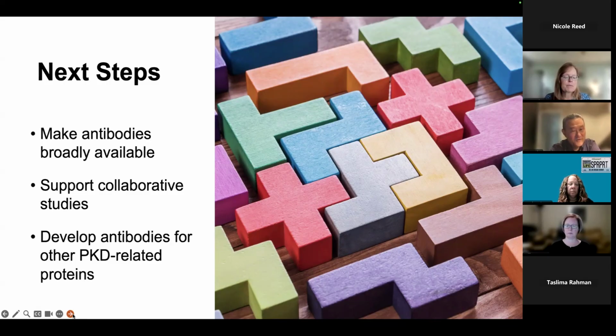Number three, we're going to develop antibodies for other PKD-related proteins. So far I said only PKD1, PC1, but we have PC2, FPC1. Still lots of room to develop antibody against them using our new approach. And I hope that this new funding period will allow us to do that.